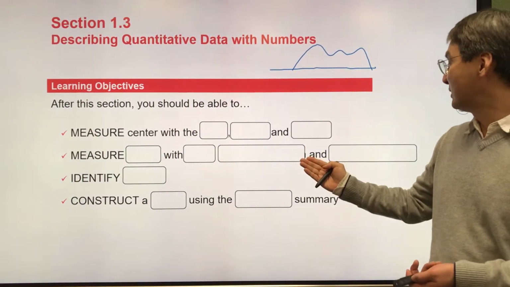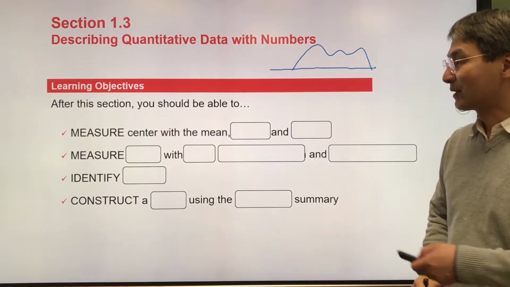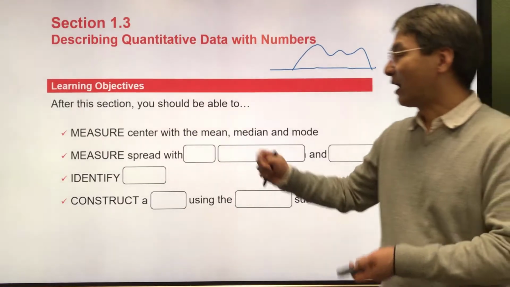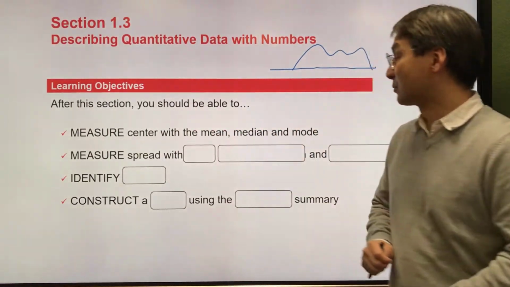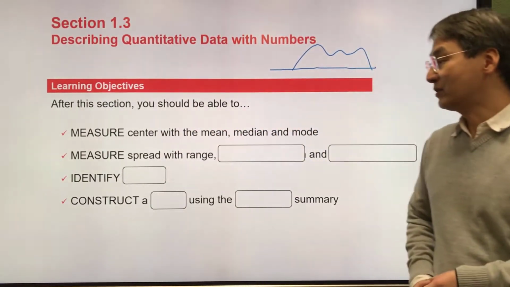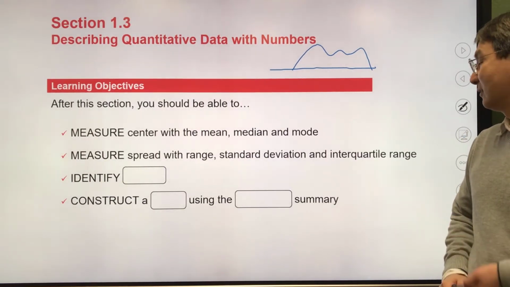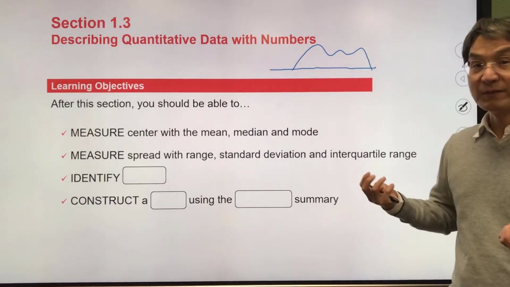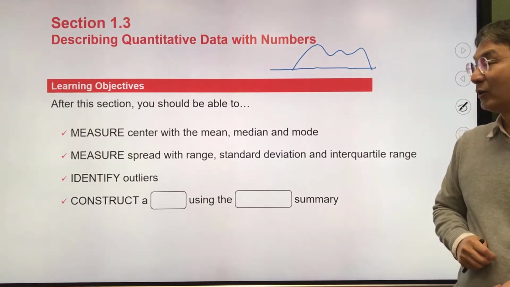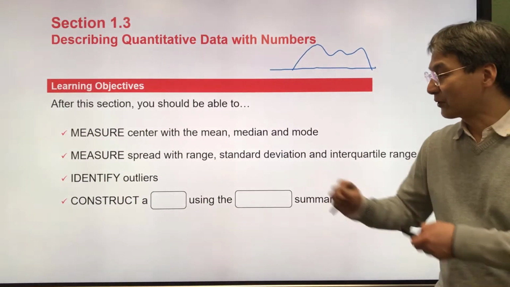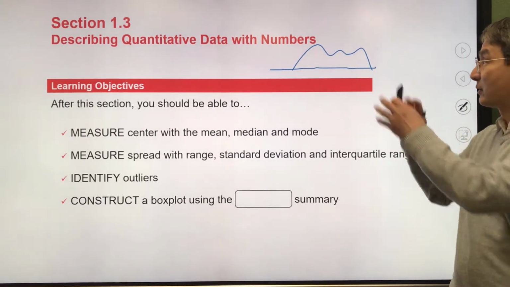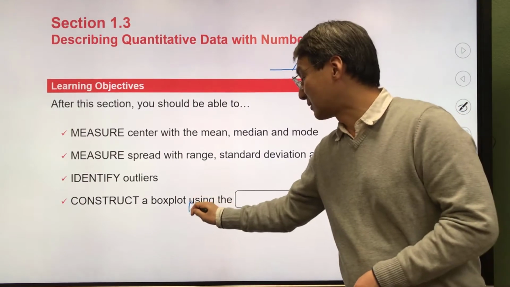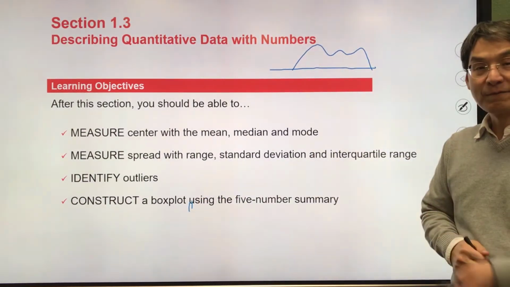What do we need to use to describe the center? Mean, median, and mode. How about spread? To describe the spread of the distribution, we use range, standard deviation, and interquartile range. We also need to show the extreme values. They are outliers. We have a very nice tool to show the picture of the distribution, and that is a box plot. And a box plot uses 5 numbers.